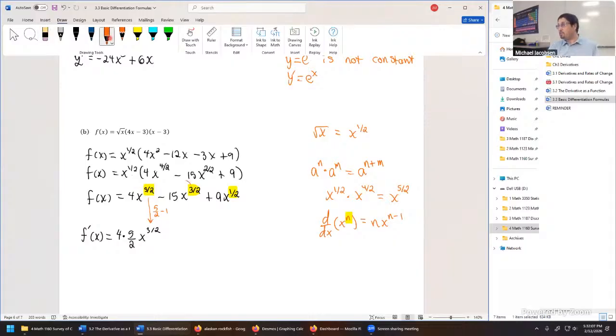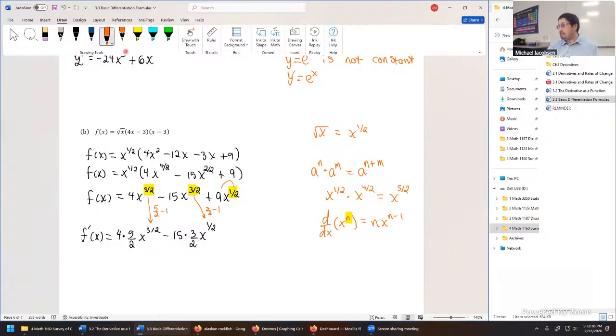And rinse and repeat. We multiply here, so it's negative 15 times 3 halves, x to the power of, take 3 halves minus 1, that's just 3 halves minus 2 over 2. We're back to power 1/2. And so what happened to this exponent is we took 3 halves minus 1. And we keep on going.